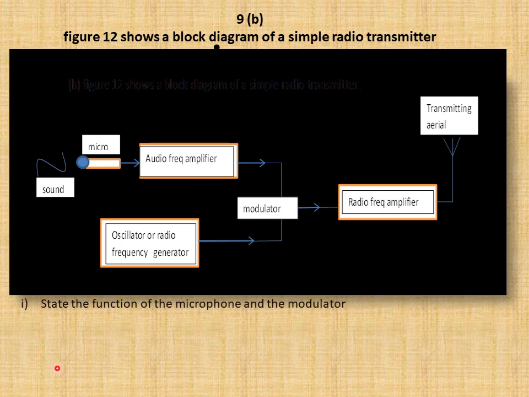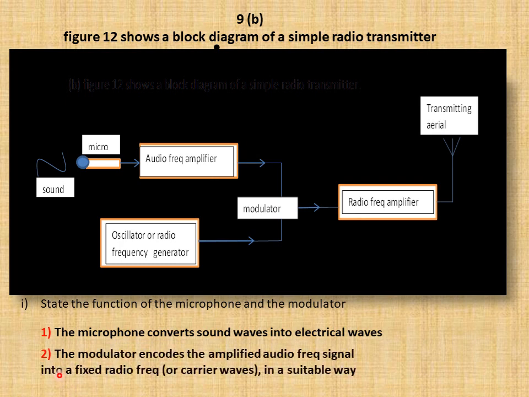Question: state the function of the microphone and the modulator. The microphone converts sound waves into electrical waves. The modulator encodes the amplified audio frequency signal onto a fixed radio frequency or carrier wave in a suitable way.